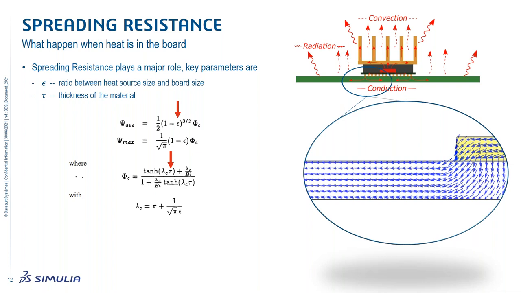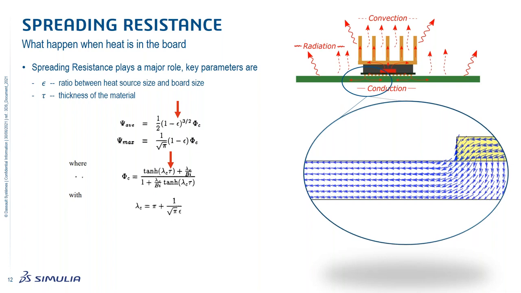Now, this should not come as a surprise. It's quite intuitive. The larger your heat source, the less spreading you need to do for it. So it's not a surprise for us, but it does give us some insight here in telling us that if we would like to make your PCB board more thermally efficient, what we want to do is to make the heat source as large as possible.